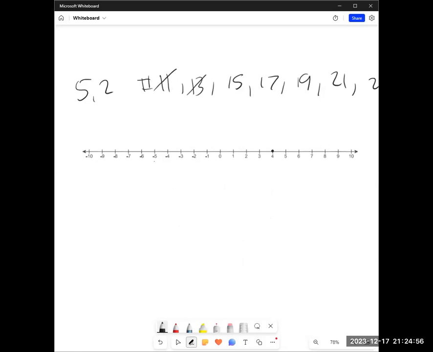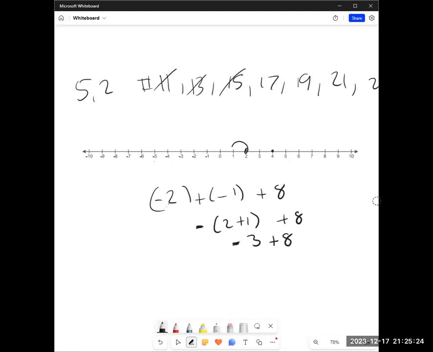If we are adding like signs, then we keep that sign and add the absolute values together instead. So let's show you one of those, -2 plus -1 plus 8. So when I have like signs here, I keep that sign and add the absolute values together. So that's going to be a -3 plus 8. And just to show you, if I start at -2 and move 1 in the negative direction, I get to -3.